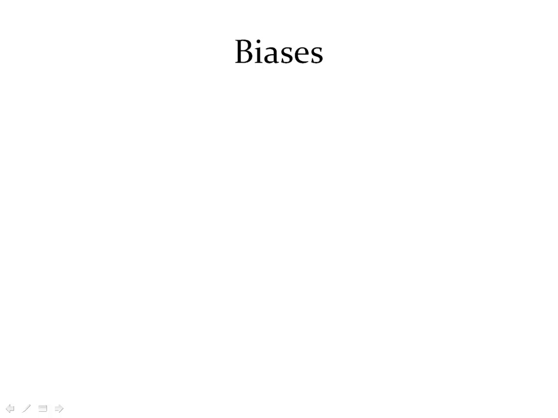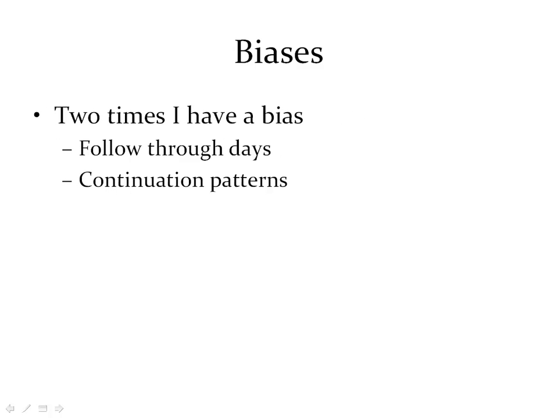Let's talk about biases. Now there are only two times that I will have a bias: after a follow-through day and after a continuation pattern sets up. Those are the two times that I have a bias. Now, what is the difference between a bias and an opinion? It's not just semantics. An opinion means that I went through a thought process and I feel based on my analysis that we're going to go in one direction or the other, but I'm remaining flexible. A bias means I'm only leaning in one direction. I can only go long, I can only go short. I do have biases. They're after a follow-through day and after a continuation pattern sets up.